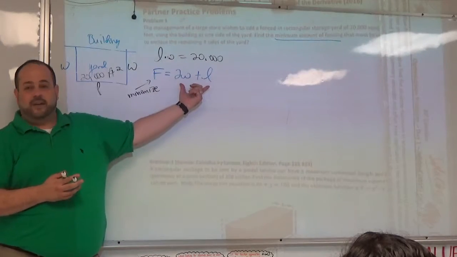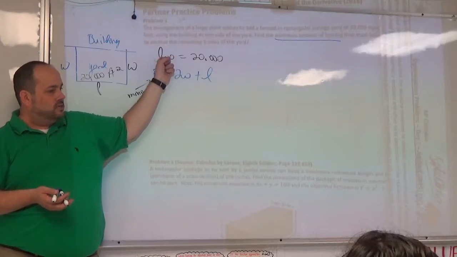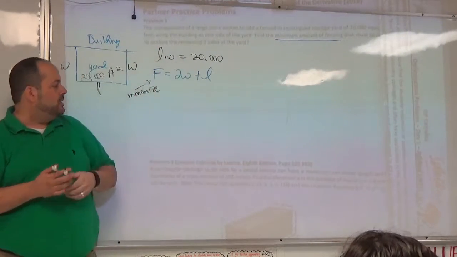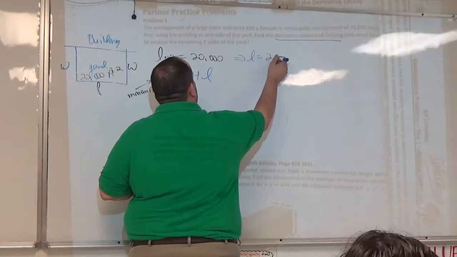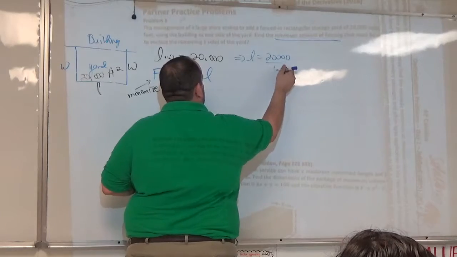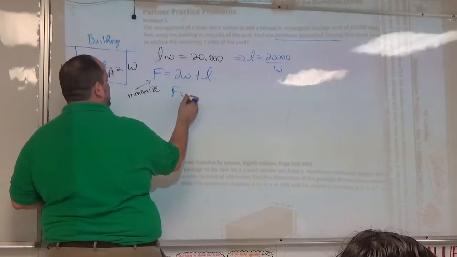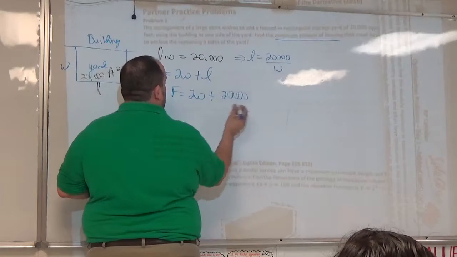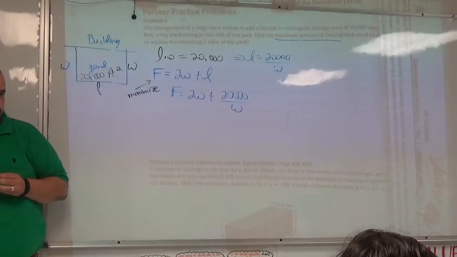You've got two different variables on the same side. Good news, you have a constraint equation. This is why you have the constraint equation. Aaron, what are you going to do? You can say L equals 20,000 divided by W. L is equal to 20,000 divided by W, and that's really important because now you can come over to your fencing equation and say that your fencing equation is 2W plus 20,000 over W.